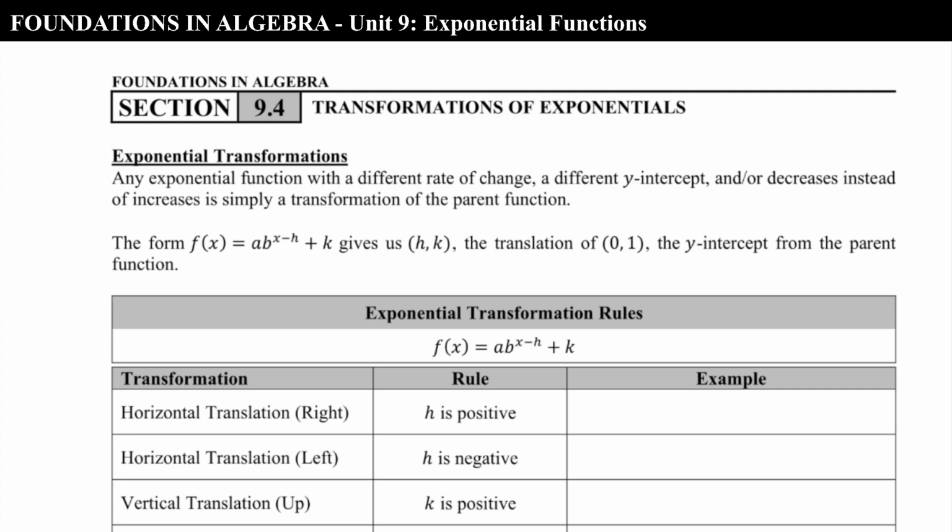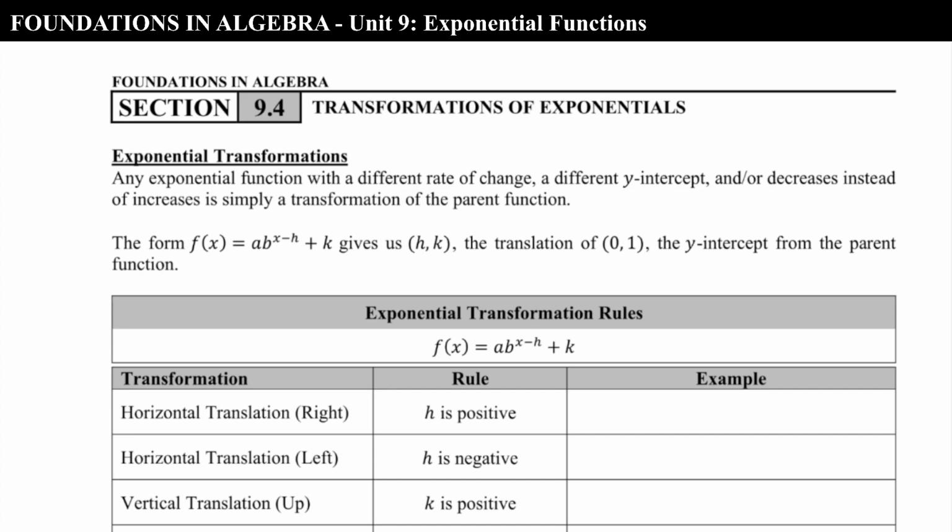So in this case, we have the form f of x equals a b to the x minus h, plus k. We've got our h and k in there, which tells us the translation of our y-intercept, 0, 1. Our a, just like before, is going to tell us our stretch or compression, and the sign in front of it is going to tell us if we're reflected or not. But there is also going to be a reflection across the y-axis in this one, and we'll talk about that here.